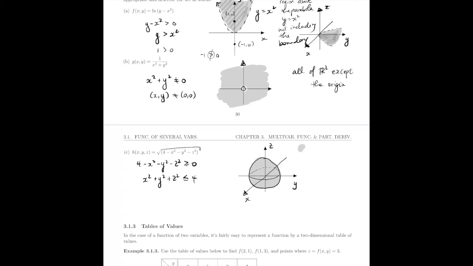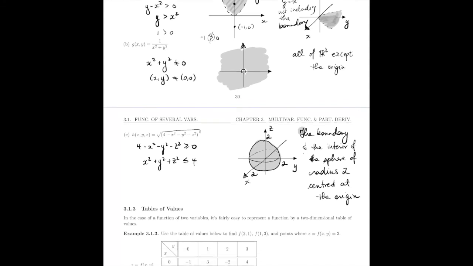So we have the boundary and the interior of the sphere of radius 2, centered at the origin, which means that these are intercepts of 2.